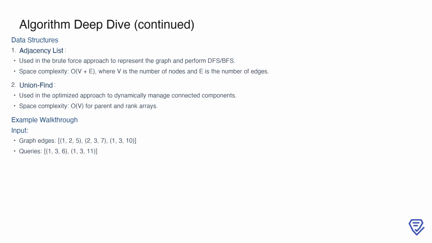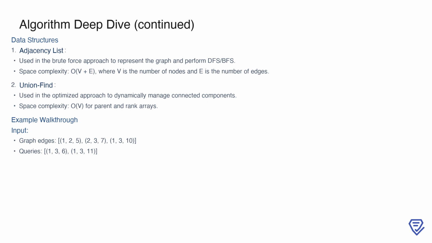In the brute force approach, we use an adjacency list to represent the graph, which allows efficient traversal using DFS or BFS. The space complexity for this representation is O(V + E), where V is the number of nodes and E is the number of edges. In the optimized approach, the union-find data structure is used to dynamically manage the connected components of the graph. The space complexity here is O(V), as we maintain arrays for parent and rank information for each node.